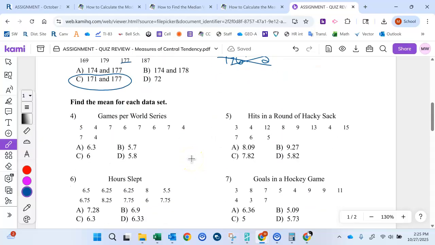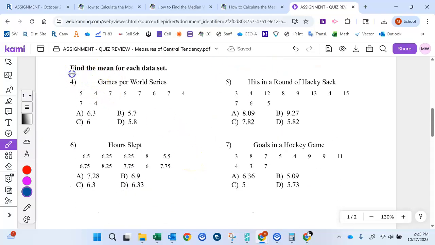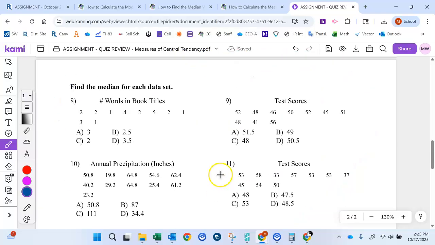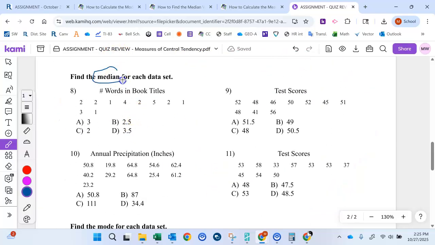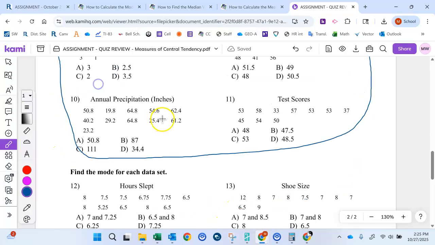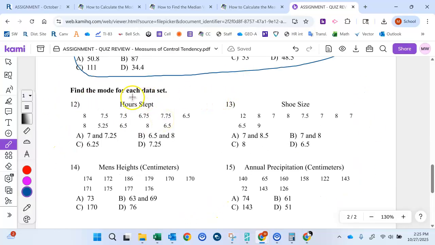So that's how we do this assignment today. Now, whenever you see something like this, it says find the mean for each data set, and you don't see it above the others, that means you find it for all of these here. There are 4 different problems, okay? Same with median. You do median for all of the ones that are underneath the directions. And then finally, for the mode, same thing, for all of those 4, okay?